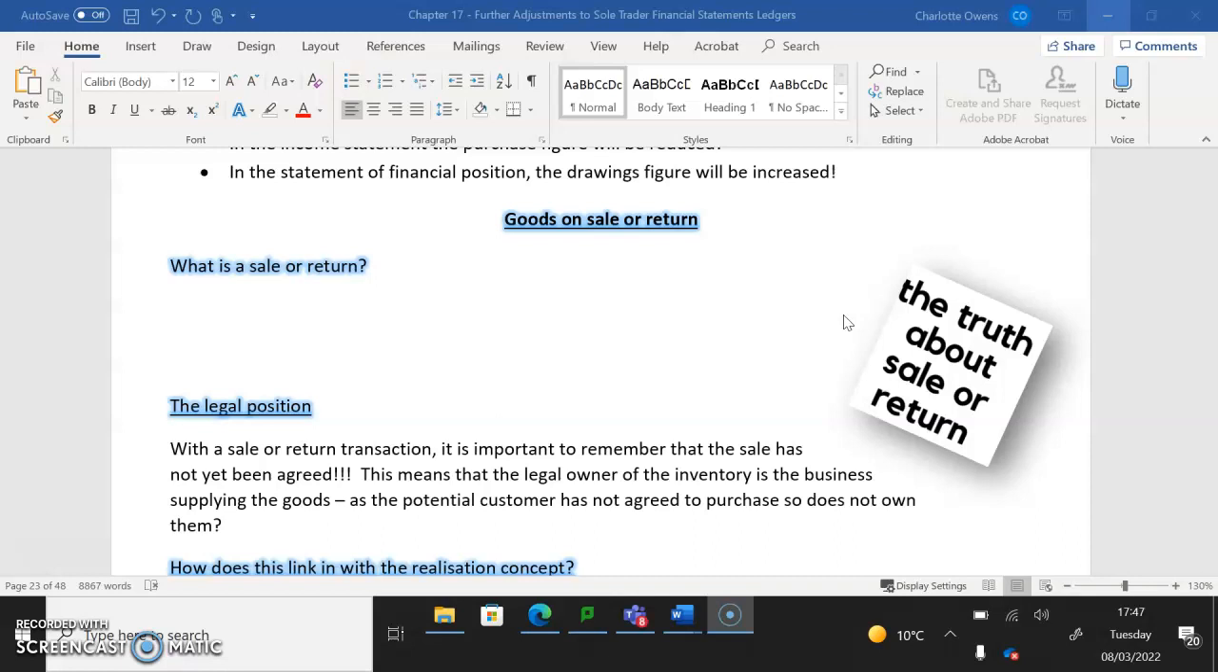So just pause that for a second and make some notes here. What do we mean by sale or return? And if you need a bit of help with that, look back into your concepts chapter because you've got a little handout that has a perfect definition.